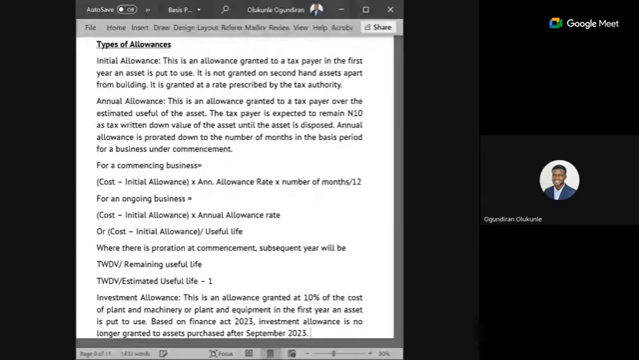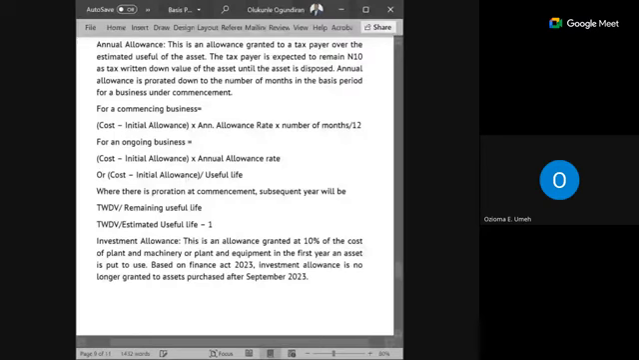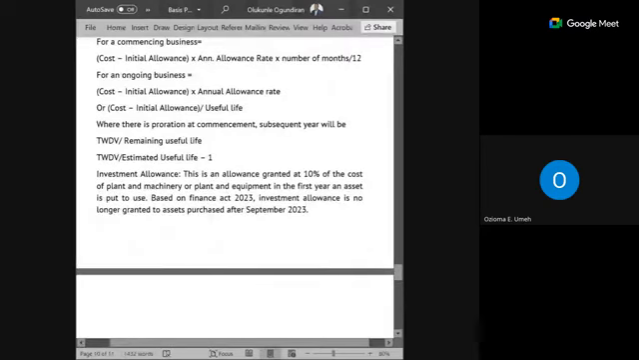All right, Joshua, your hand is up. Ume, your hand is up. All right, sir. So my question is for that formula that I gave, tax written down value divided by estimated useful life. That minus 1, is it for the numerator or the denominator? It's for the denominator. Thank you.